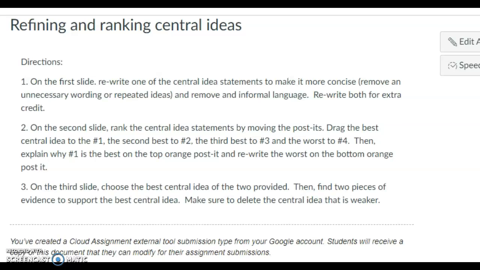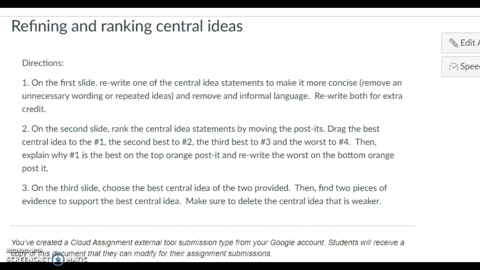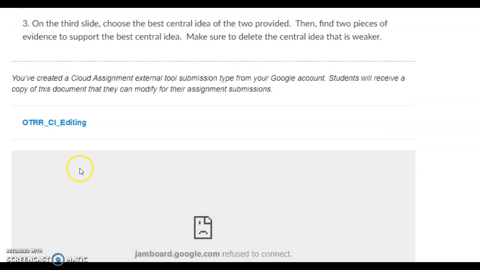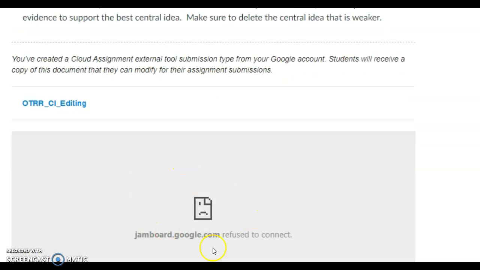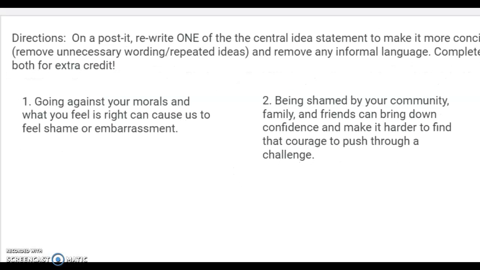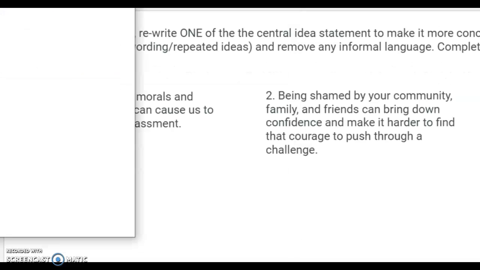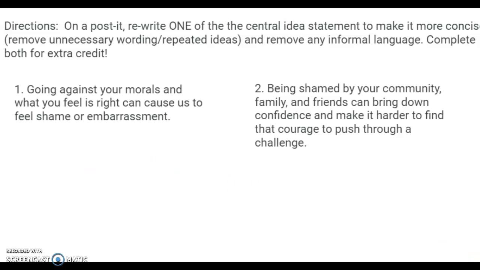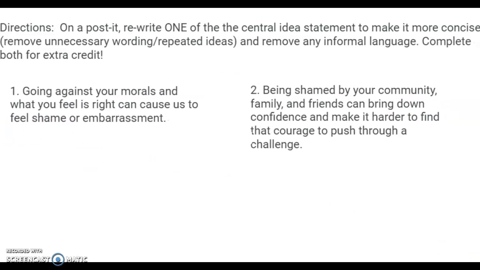Directions are at the top for you to read. I'm going to go through them verbally by looking at what you will pull up. So it's showing in this box right now that I can't get to the Jamboard. This is an assignment on Jamboard, so make sure you click that blue hyperlink if that's happening for you. And I'm just pulling the assignment over. So as the directions state here, there are 3 slides. The 3 slides are not connected. They all have to do with central ideas, but they're like 3 separate activities, so keep that in mind.